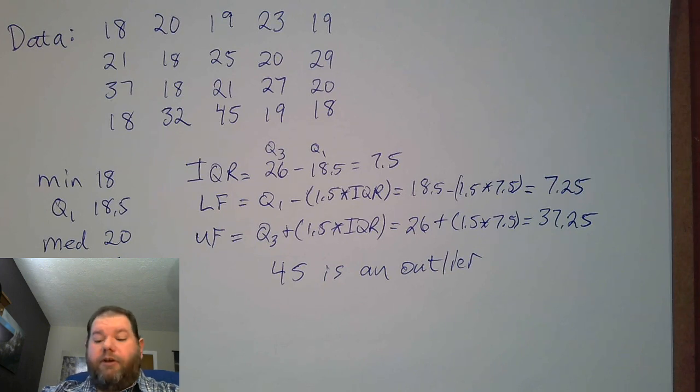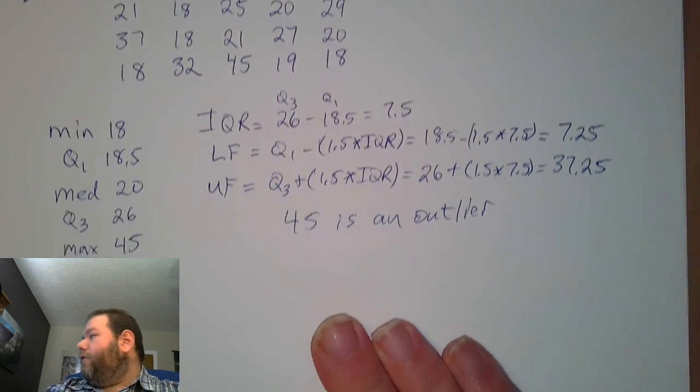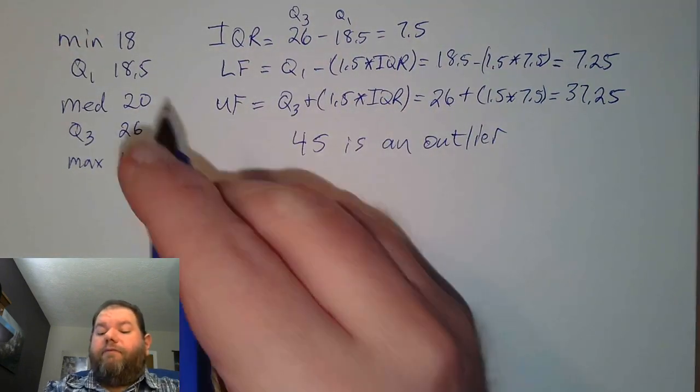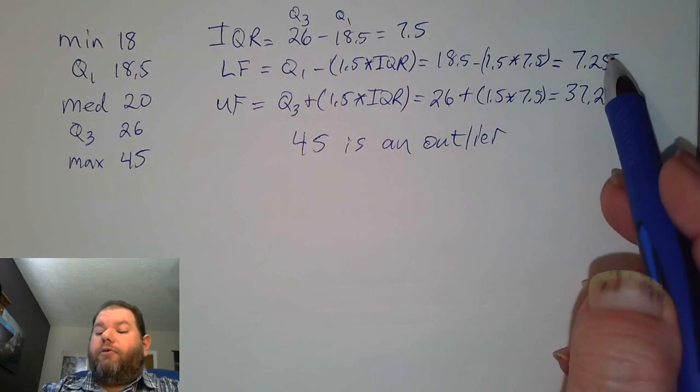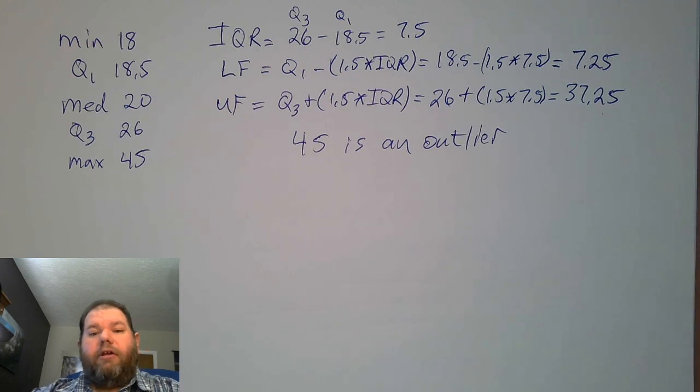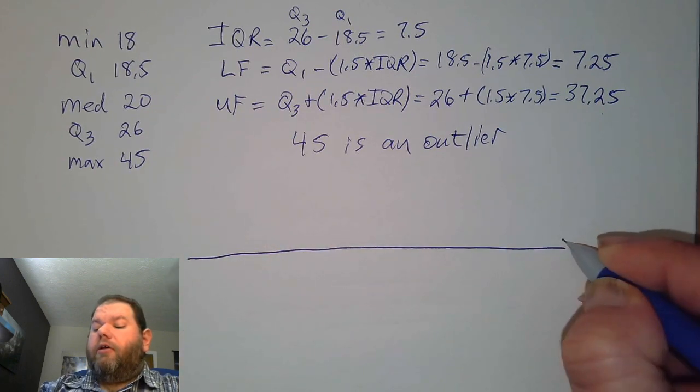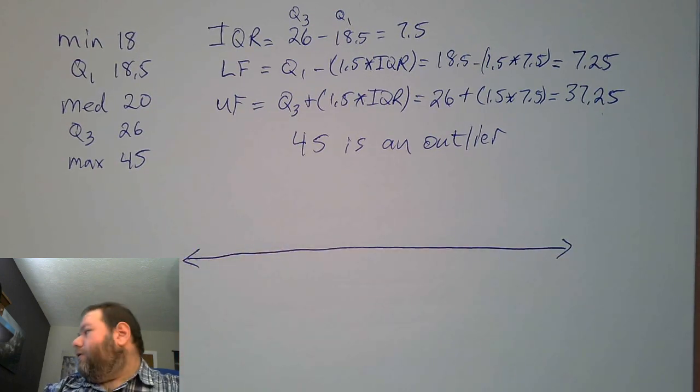So we have all the information now. So we want to take this information, the 5 numbers here, the lower fence, the upper fence, and the outlier, and put that all in a box plot. So I'm going to start us off with a number line.